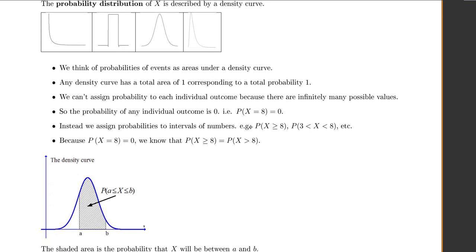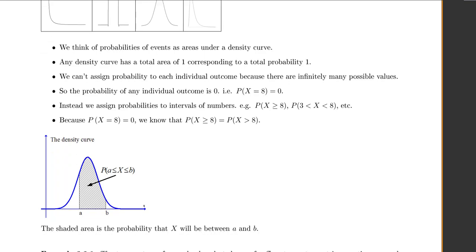Instead, we'll assign probabilities to intervals of numbers. Like the probability that x is greater than or equal to 8, or x is between 3 and 8, etc. And because the probability that x equals 8, specifically just 8, is 0, it doesn't matter if we say x is greater than or equal to 8 or just x is greater than 8. Now this is only true for continuous random variables.